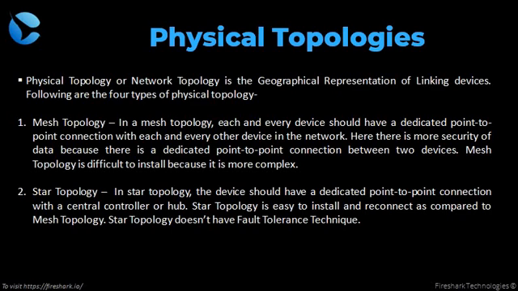Physical topologies. Physical topology or network topology is a geographical representation of linking devices. Following are the four types of physical topologies. First, mesh topology. Second, star topology. In mesh topology, each and every device has a dedicated point-to-point connection with each and every device in the network. In star topology, each device has a dedicated point-to-point connection with a central controller or hub.